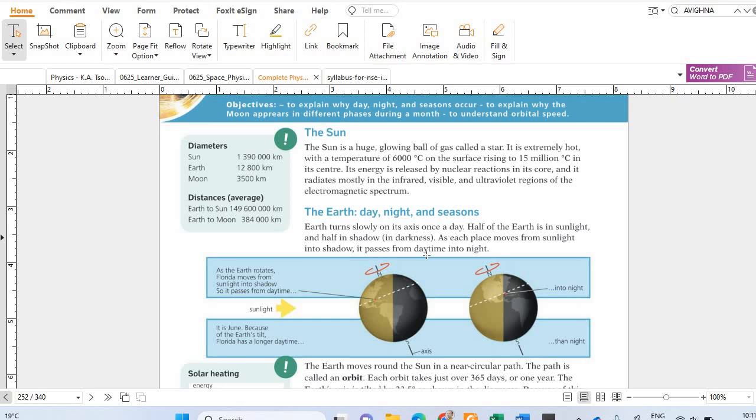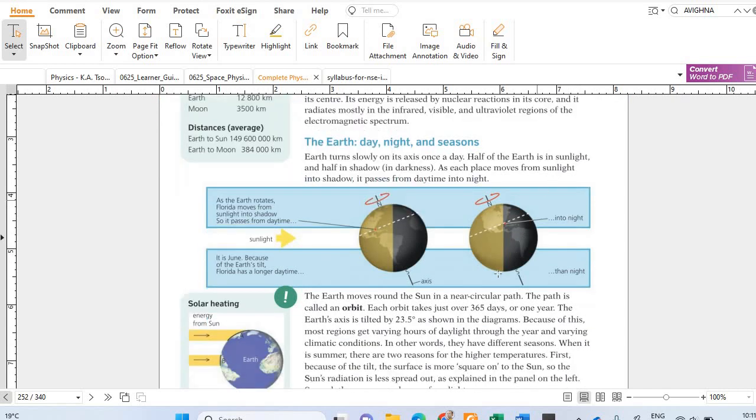So first of all, we know that the surface temperature of the sun is 6000 degrees Celsius. It's a glowing ball of gas. It's a star, and it produces energy by nuclear fusion of hydrogen at the core of the sun, due to the immense temperature and pressure produced at the center of the sun due to the gravitational force of all the matter of the sun. So at the center of the sun, the temperature is 15 million degrees Celsius.